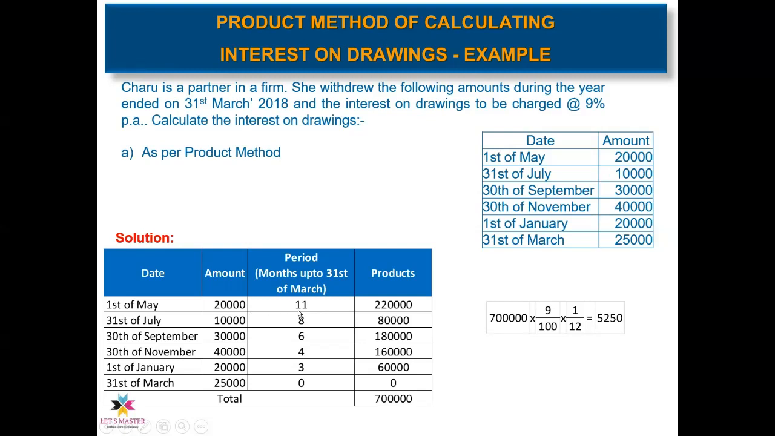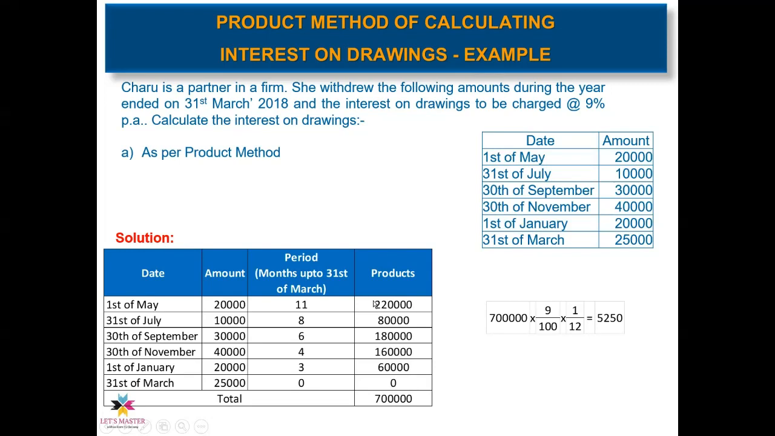So 20,000 multiplied by 11, the product is 2,20,000. 10,000 multiplied by 8 comes to 80,000. 30,000 multiplied by 6 comes to 1,80,000. Then again, similarly, 31st of March is the last date of the accounting period. So again, it is not used for any amount of time. So the period for which this amount of 25,000 is used is 0. So 25,000 multiplied by 0 comes out to be 0.